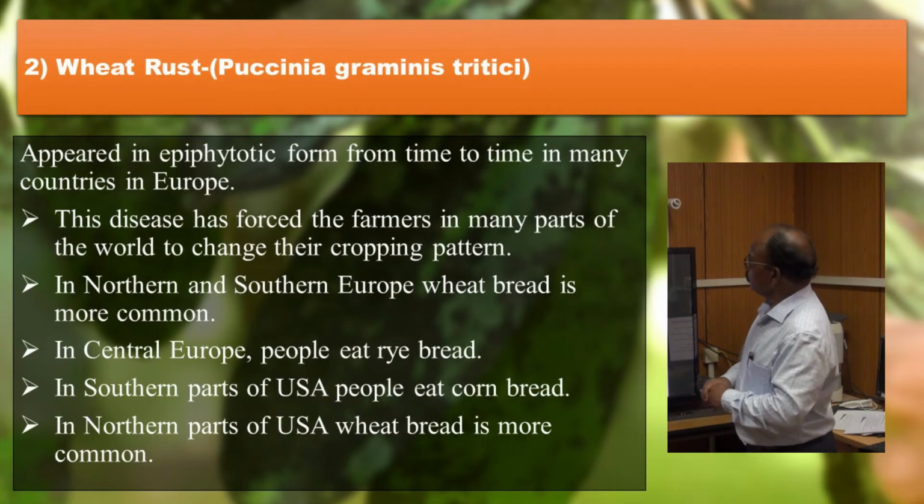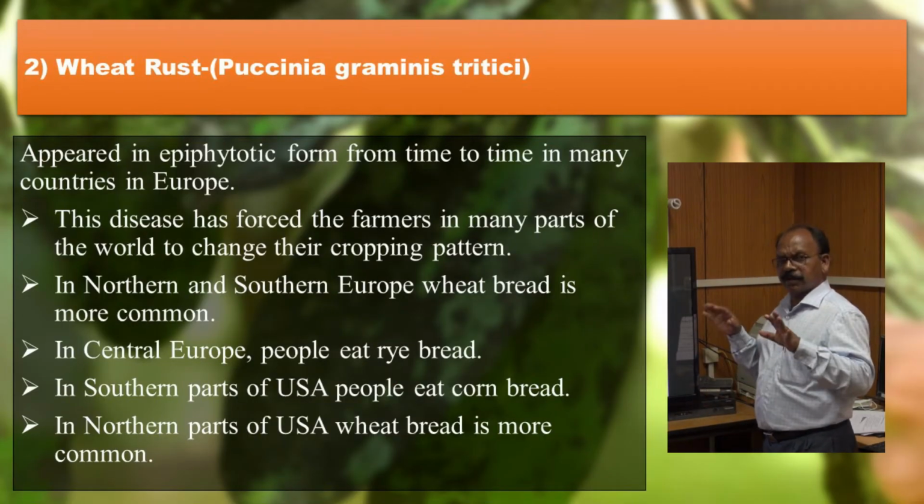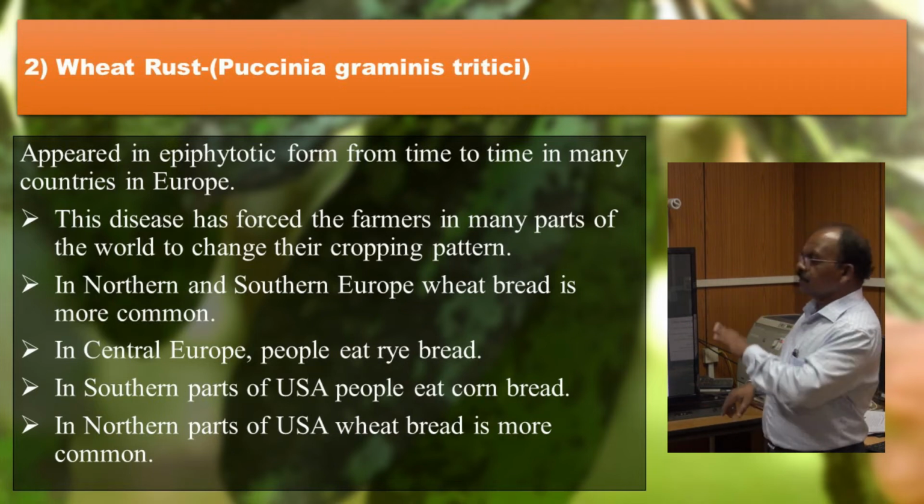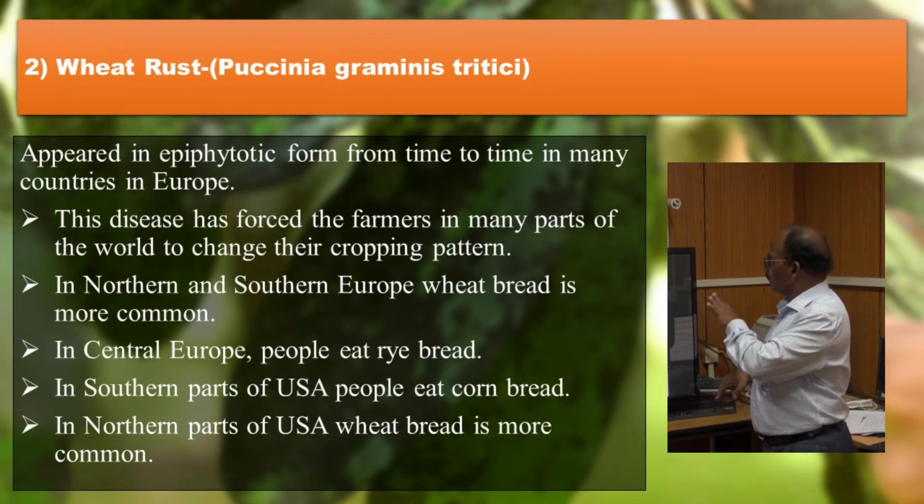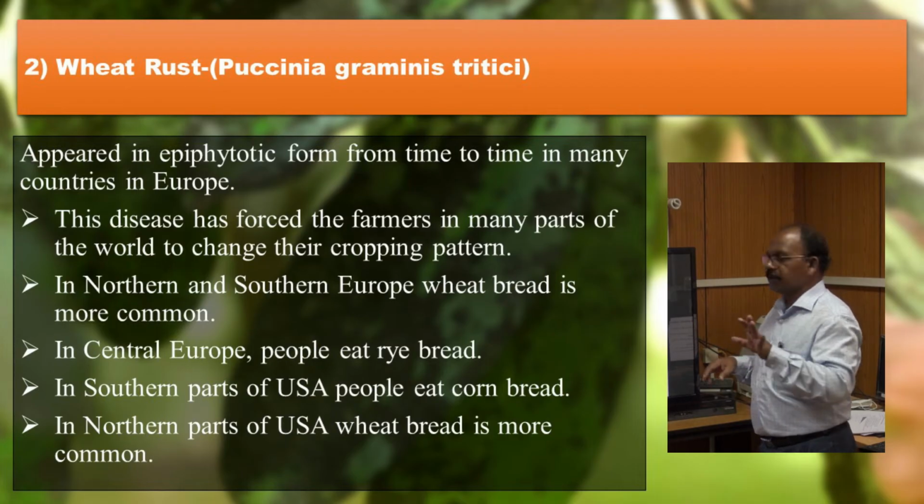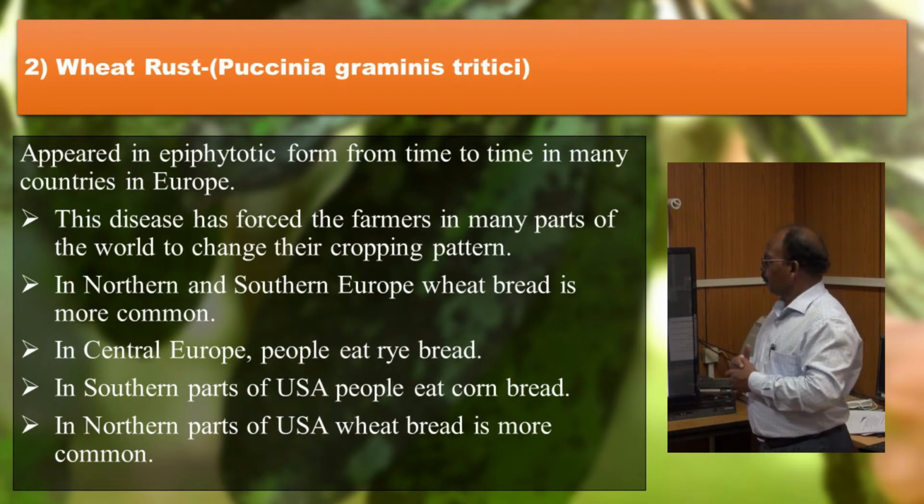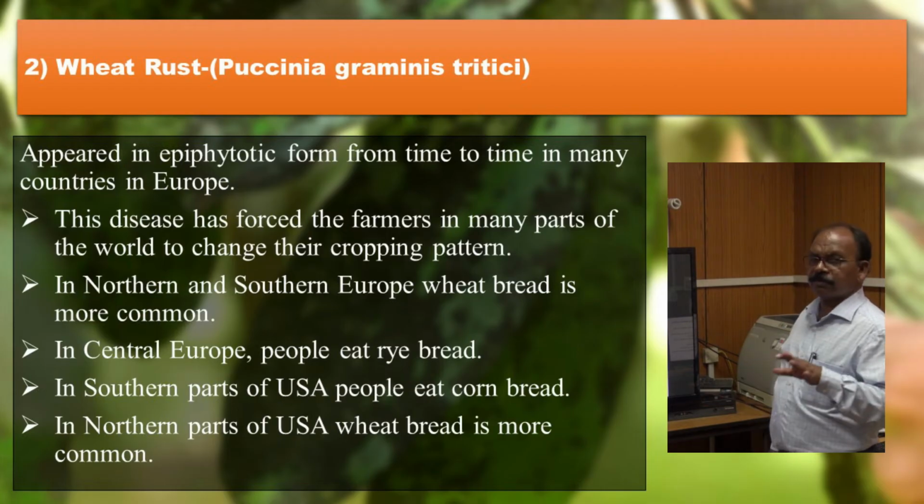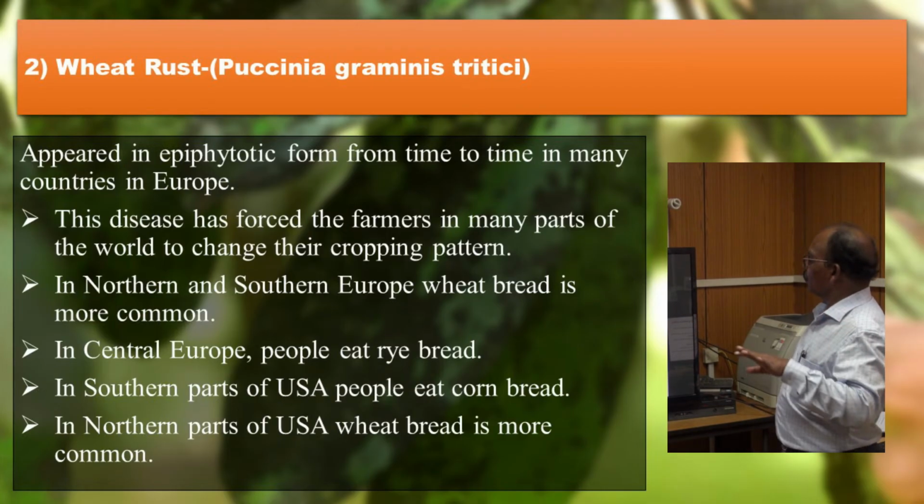Second important event is wheat rust. Wheat rust is also a fungal disease that is caused by Puccinia graminis tritici. This disease appeared in epiphytotic form from time to time in many countries in Europe. This disease has forced farmers in many parts of the world to change their cropping pattern.